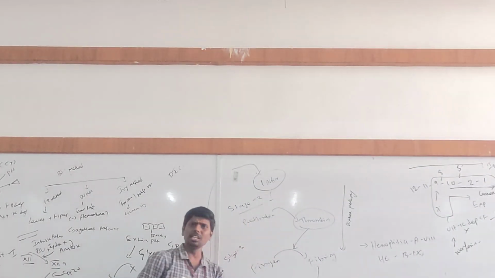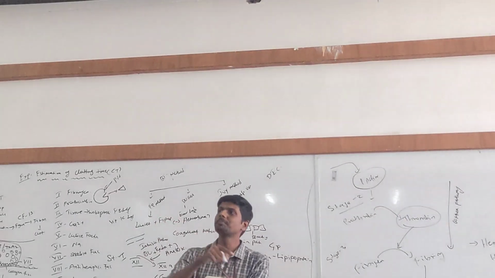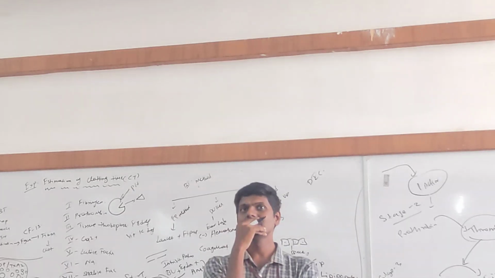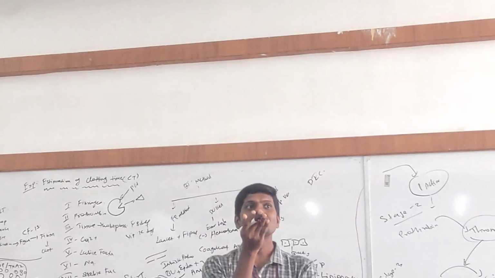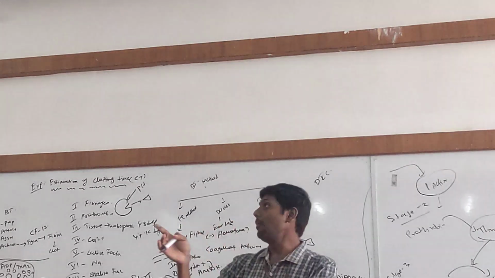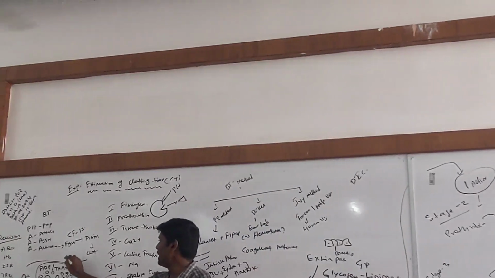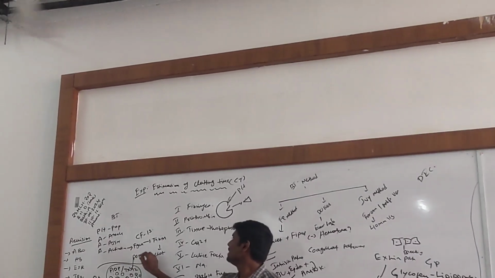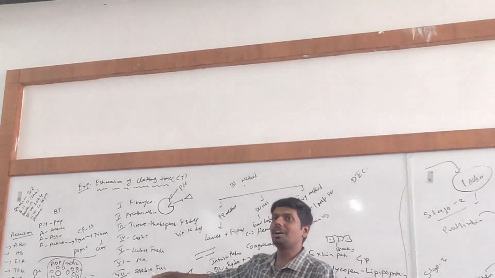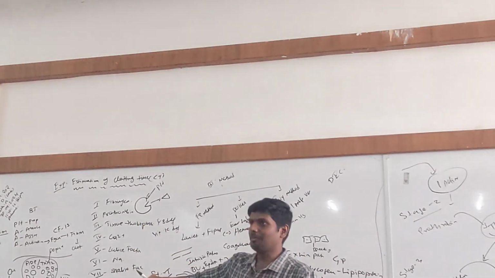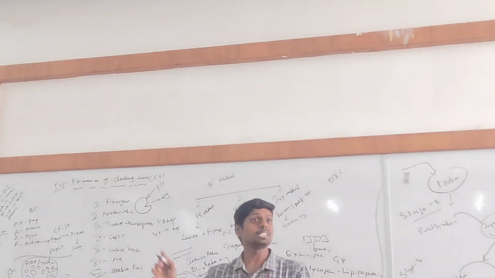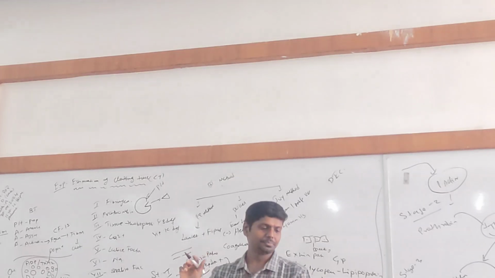What is the mode of action of aspirin? What is the use of aspirin? Any idea? It inhibits thromboxane A2. Very good. Aspirin will block the thromboxane A2 activity. No thromboxane A2, no platelet aggregation, no primary platelet plug formation, no activation of platelets, no clotting of platelets. That is the reason.